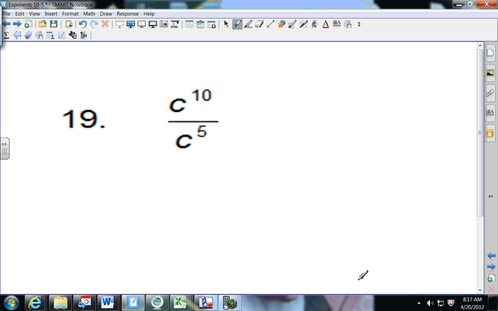Number 19. Pause that video, come back and see how you do. You are dividing. So what are you going to do with your exponents? You should subtract them. So you get c to the 5th.